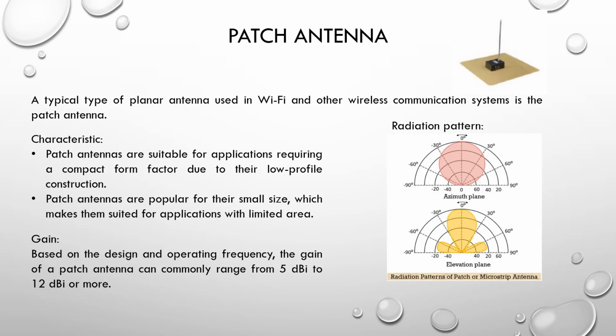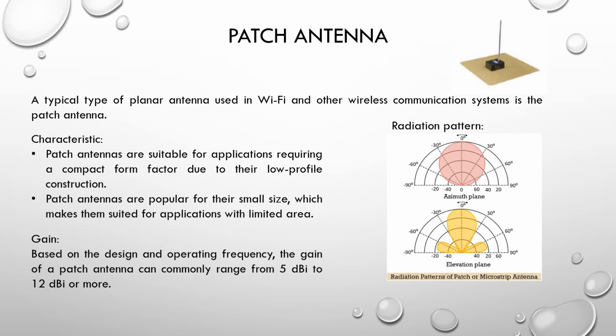The first antenna is the patch antenna. This type of antenna is usually used in Wi-Fi and other wireless communication systems. There are three characteristics of the patch antenna that I want to discuss. Patch antennas are suitable for applications that require a compact form factor due to their low profile construction. Patch antennas are popular for their small size, which makes them suitable for applications with limited area.